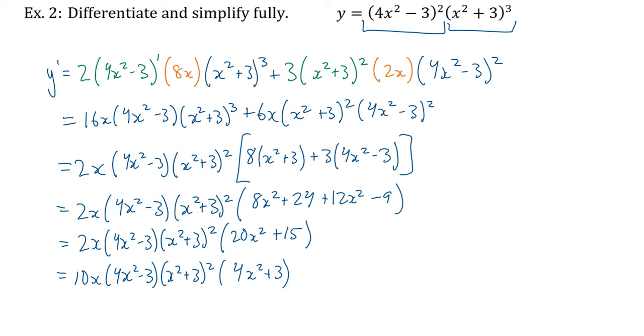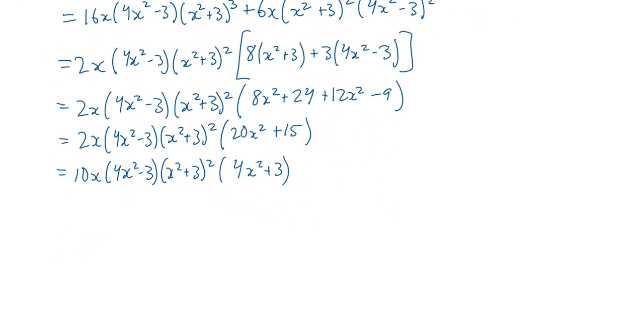It's fully factored. One fraction, if that was applicable, it wasn't in this case. Monomials all put together. No negative exponents. We always look at those as well. Okay, so that's differentiate and simplify fully.